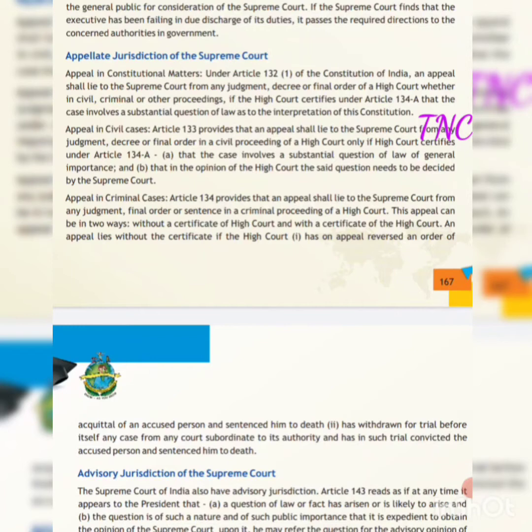Without the certificate, when? If the High Court has on appeal reversed an order of acquittal of an accused person and sentenced him to death. Means if there was an earlier decision of High Court that this is the accused person, and on the ground of benefit of doubt or any other ground, lack of evidence or whatsoever, this person was set free for about 5 years or so. Okay, so there was a crime which was committed by this person A, but because of benefit of doubt or lack of evidence or something like that, this person was set free for about 5 years.